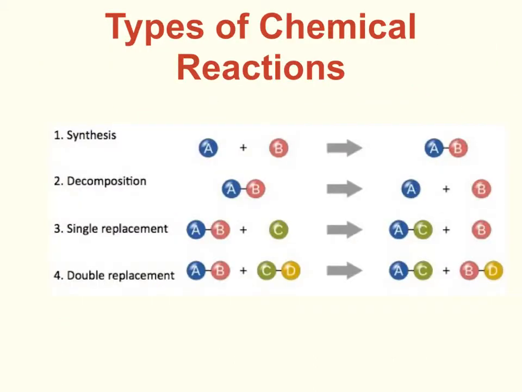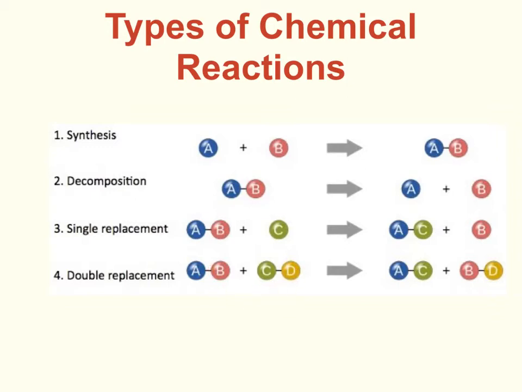There are 4 different types of chemical reactions. We have synthesis, decomposition, single replacement, and double replacement. Synthesis involves the combining of 2 substances to form something new and big. Decomposition is when a substance breaks down into 2 simpler components. Single replacement is when one component of an atom is replaced by another. So in this example, you can see that the B is replaced by the C. And double replacement is when 2 elements are replaced.